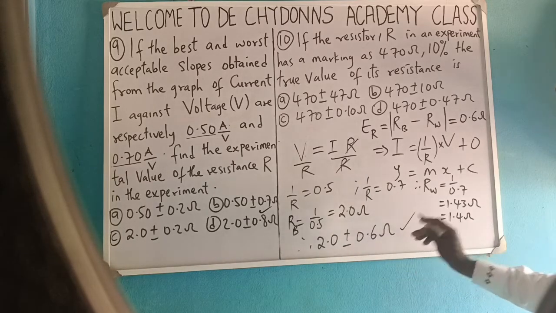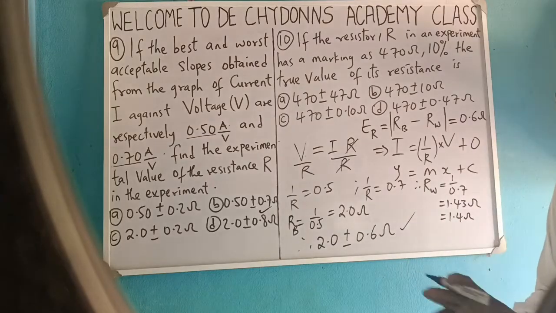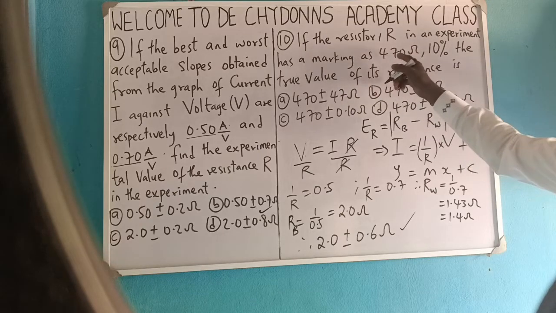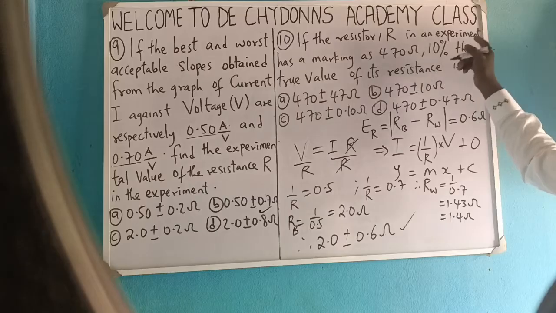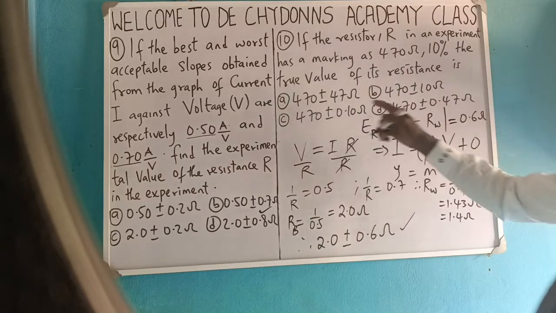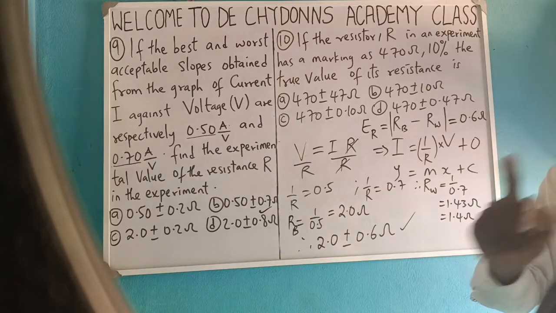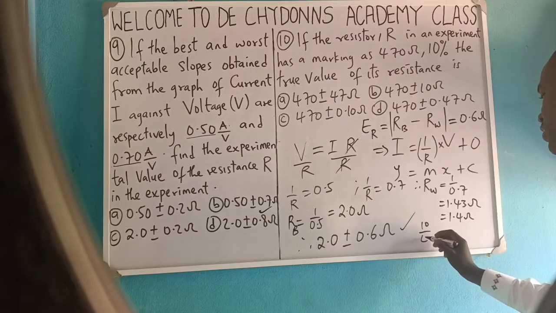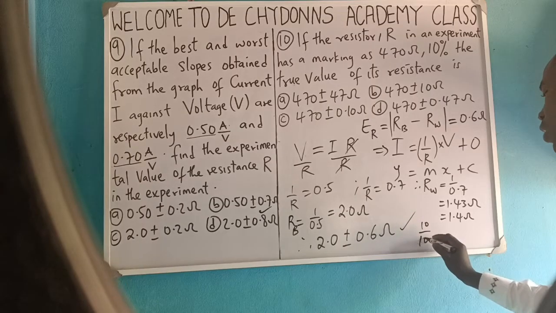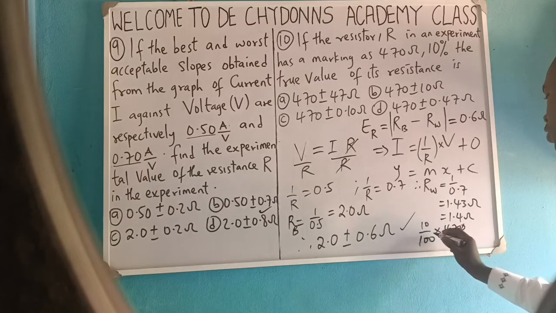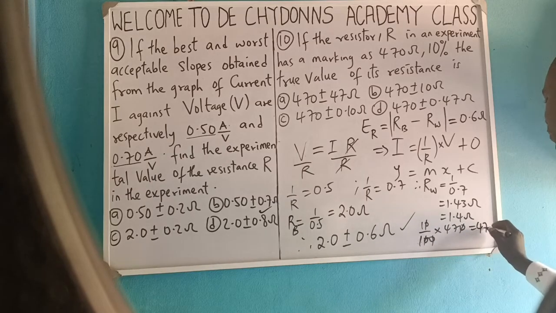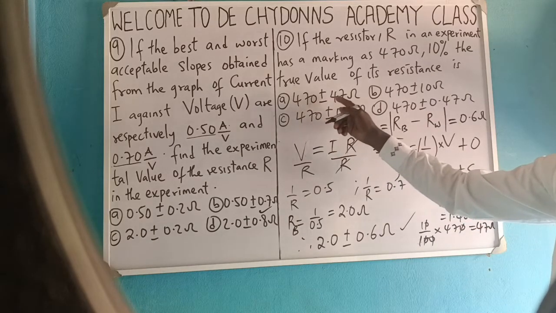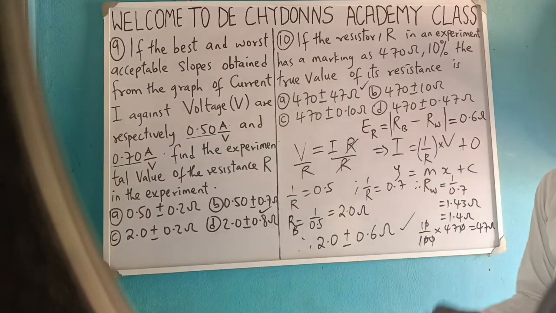Show your working, and your working earns your mark. We go to question number 10. If the resistor R in an experiment has a marking of 470 ohms, 10%, the true value of its resistance is, they gave you options. This is very simple. Get the 10% of 470. 10% means 10 over 100 times 470, right? We will cancel. That will be giving you 47 ohm. Now, the answer will be 470 plus or minus 47 ohms. I said it is very simple.